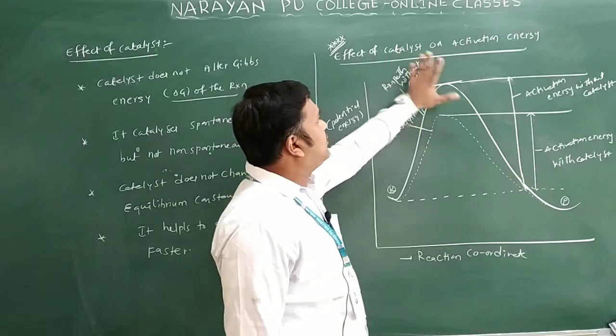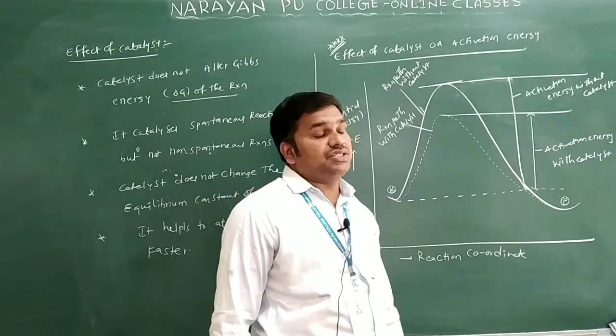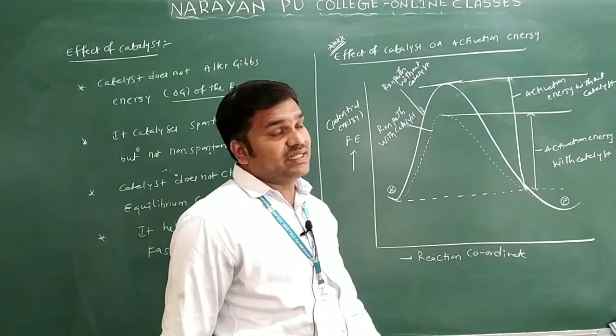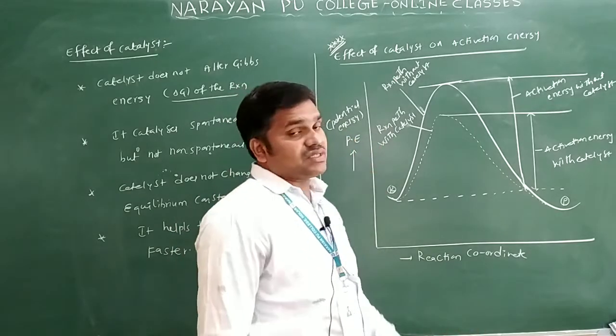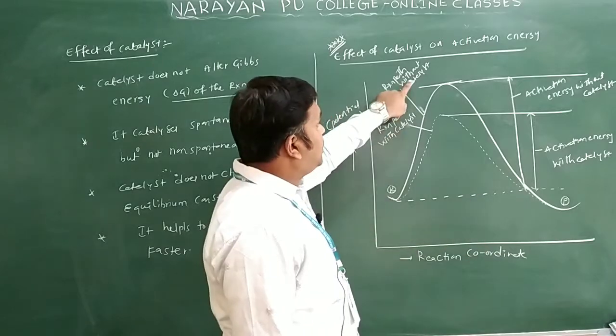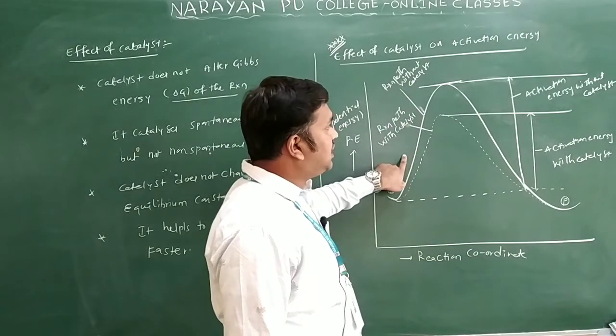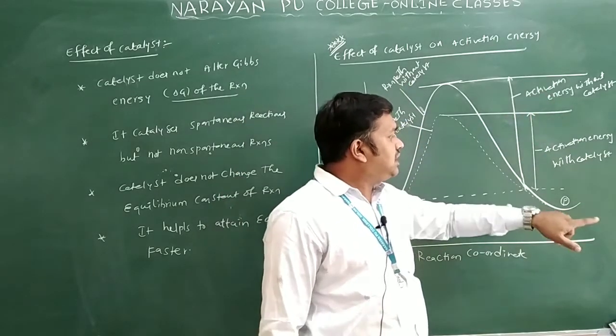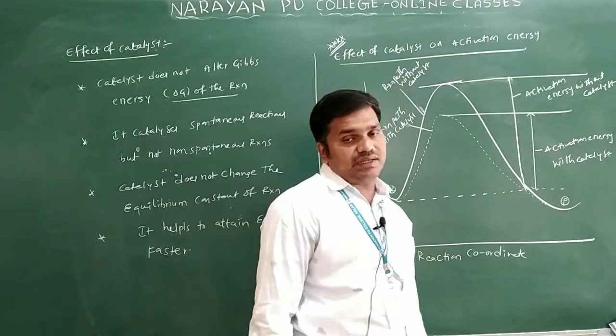So this is the effect of catalyst on activation energy. Very important for the 2 marks they ask in the exam. What you will do: potential energy versus reaction coordinate. Reactants are converted into products. Reaction path without catalyst, reaction path with catalyst, activation energy without catalyst, and activation energy with catalyst.